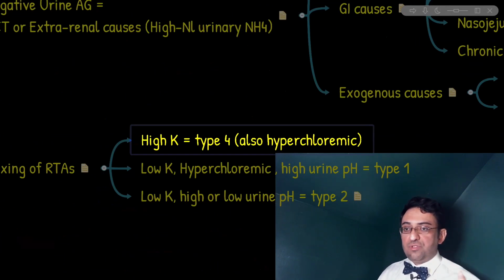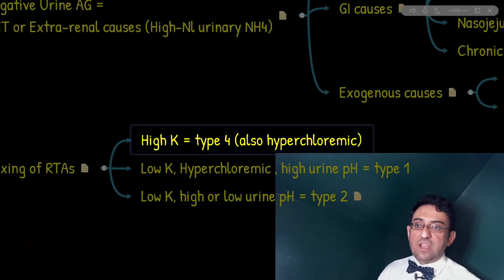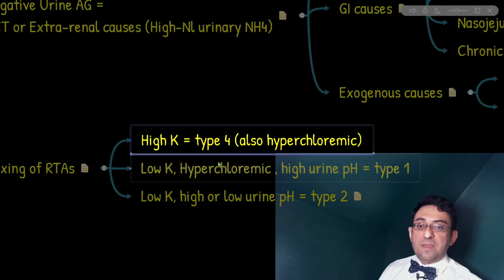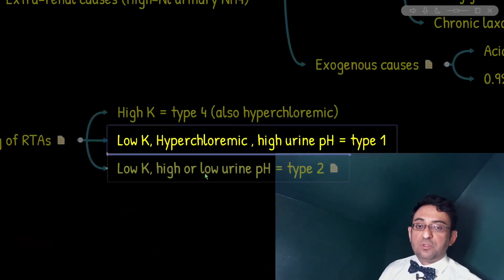Again, I'm just trying to draw your attention to the underlying etiology as a means to differentiate them, though type 4, as I said, is easy to differentiate because it is the only hyperchloremic type. Now, what complications do you expect to see as a means to differentiate type 1 from type 2?